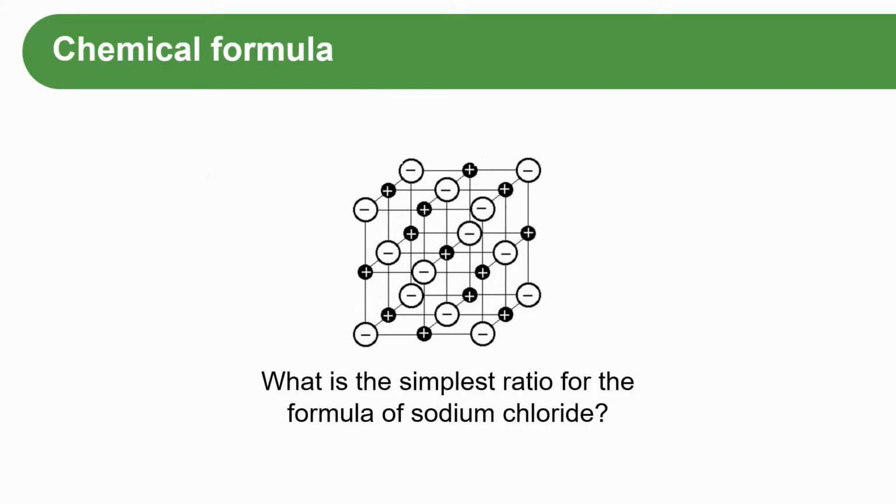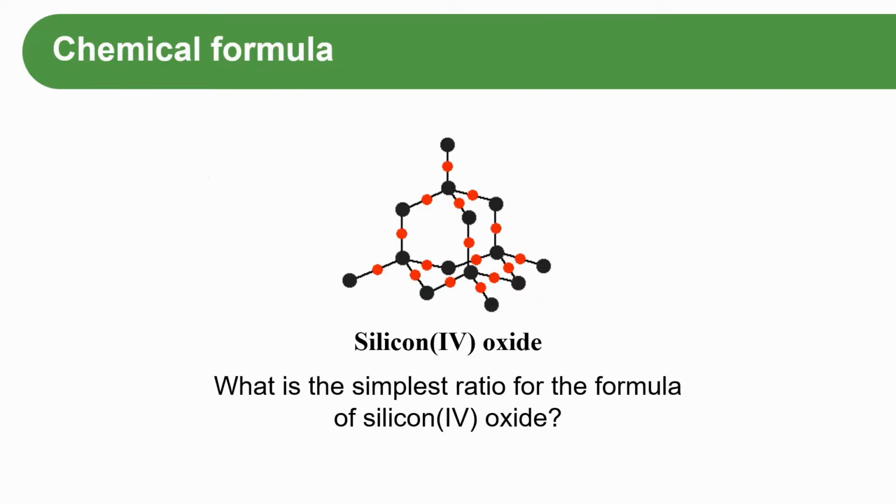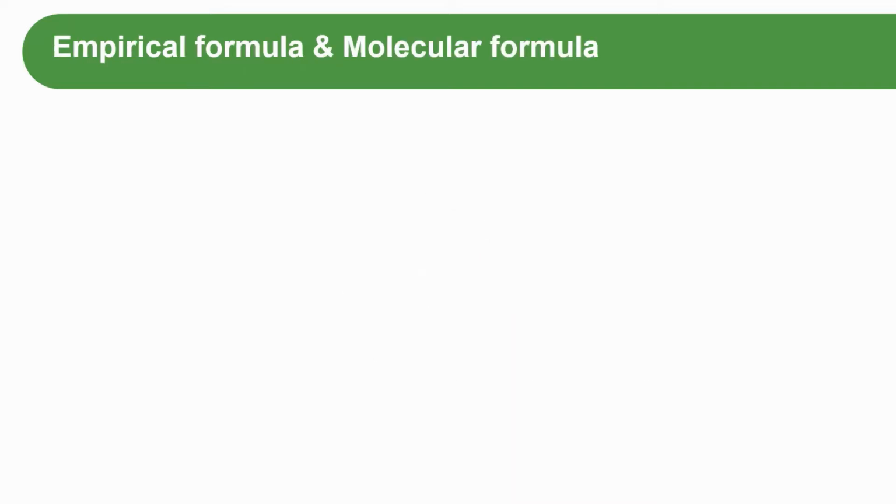How about the next one? Sodium chloride. We all know the simplest ratio of sodium chloride is NaCl. The next one, silicon dioxide. It is SiO2 because for one silicon there are 2 oxygen atoms. If we simplify the ratio, this brings us to a new term we call empirical formula.